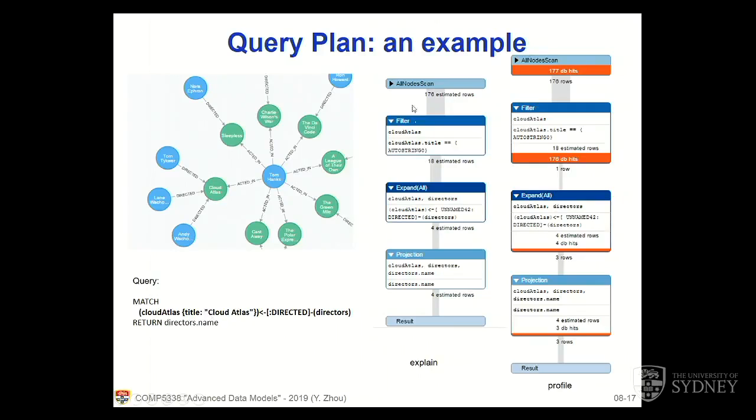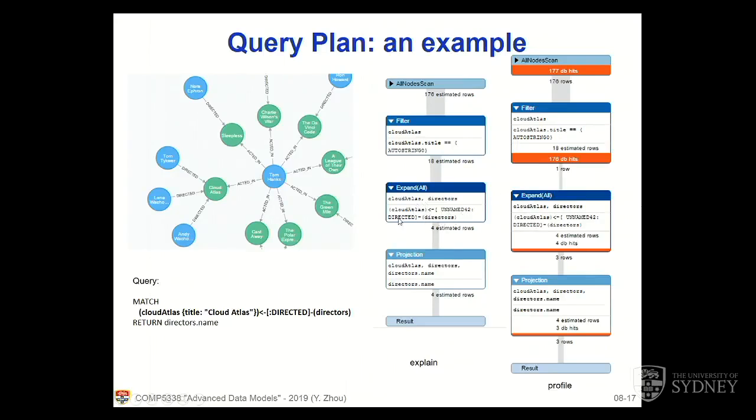But to find this particular node, we actually have to do an all-node scan. We have to check all the nodes and see if one has the title Cloud Atlas, to find our real starting point. We start from an all-node scan, and then do filtering to find the node which has the title Cloud Atlas. Once we find it, we can start to do the matching of the patterns, to expand.